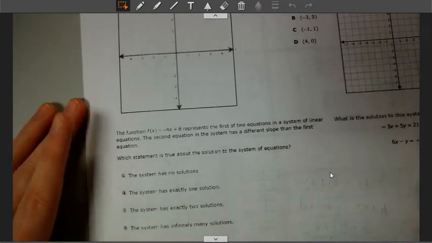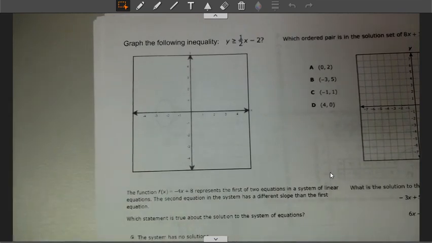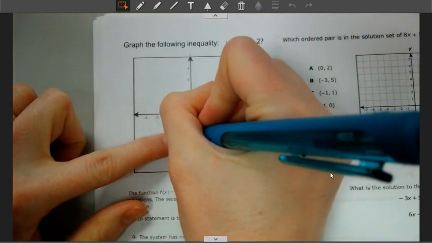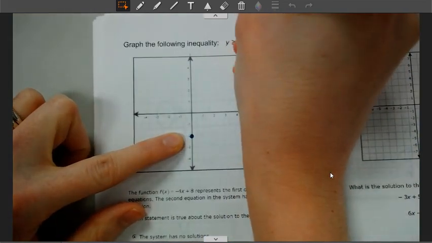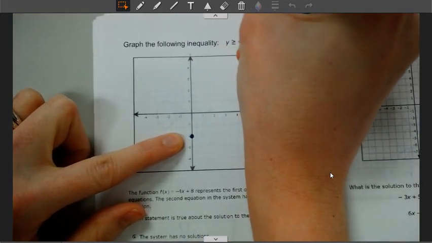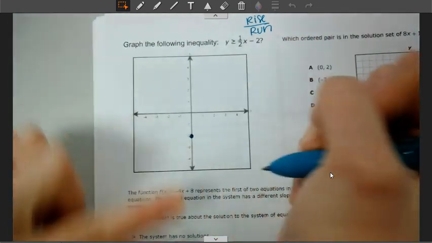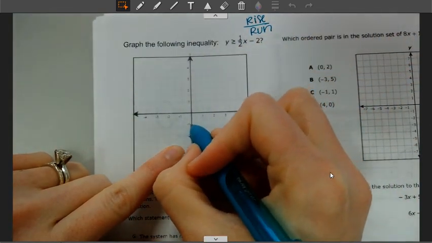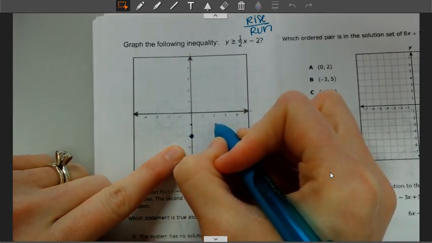Alrighty. This one says graph the following inequality: y is greater than or equal to 1/2 x minus 2. So we're going to start at our y-intercept of negative 2. So I put a point. 1/2 x, we're going to graph using rise over run. So I'm going to go up 1. Make sure you follow the scale because this graph looks like it's counting by halves. So I'm going to go up 1 and then over 2.